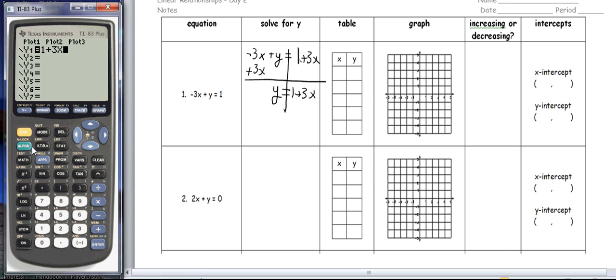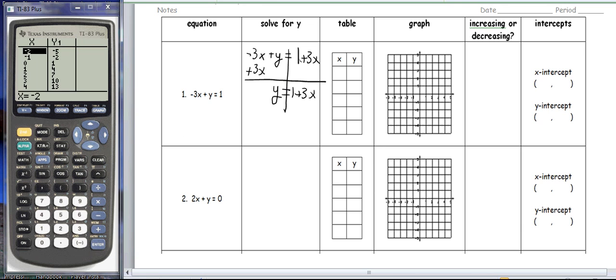Remember, we're using the x by the alpha key. And then I'm going to hit second graph so I can see my table. Remember, what I want you to do is get into the habit of using -2, -1, 0, 1, and 2. So I'm going to put in here -2, -1, 0, 1, and 2. Unless we tell you otherwise, those are good numbers to pick.